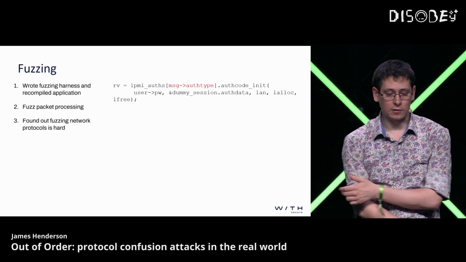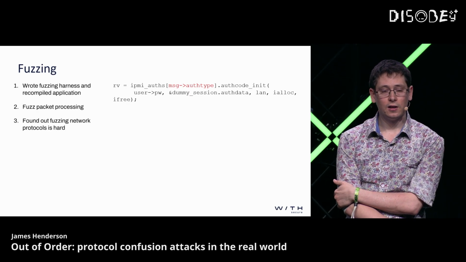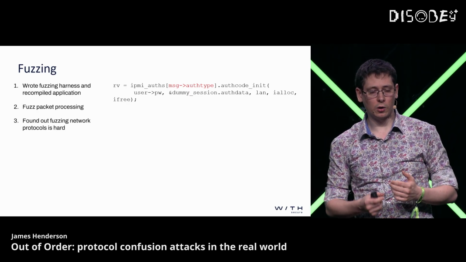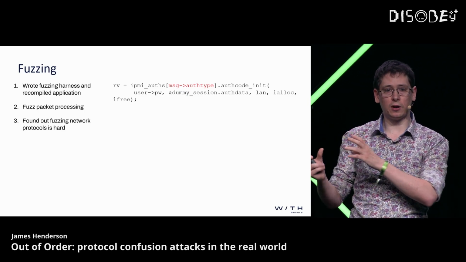And while doing this, we found out that fuzzing network protocols is hard. The reason for that is that fuzzing is quite well optimized for programs with a single input and a single output.